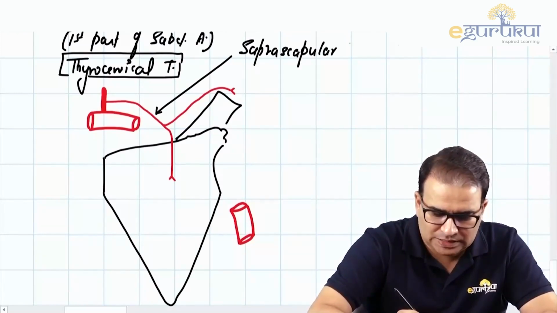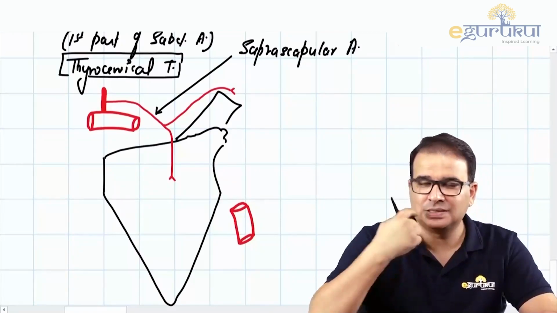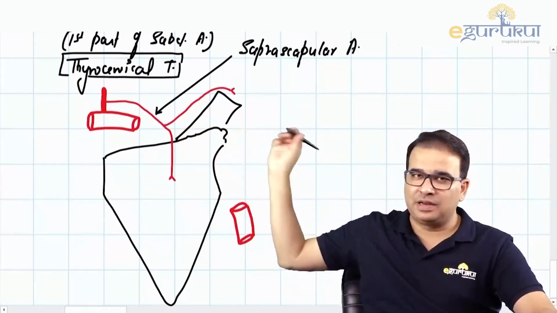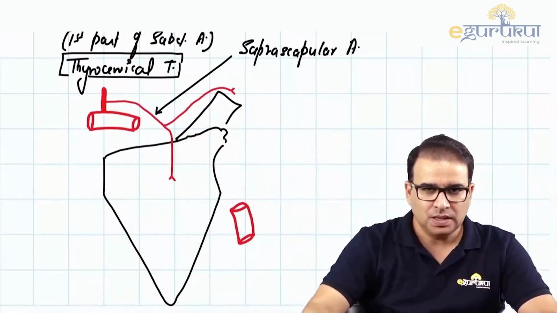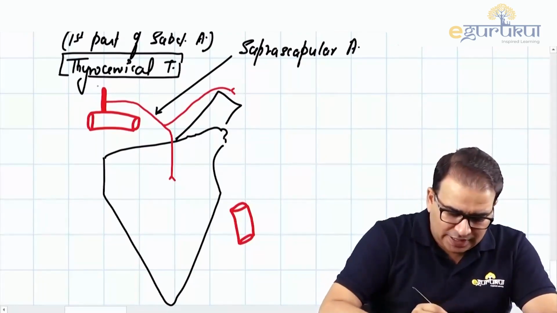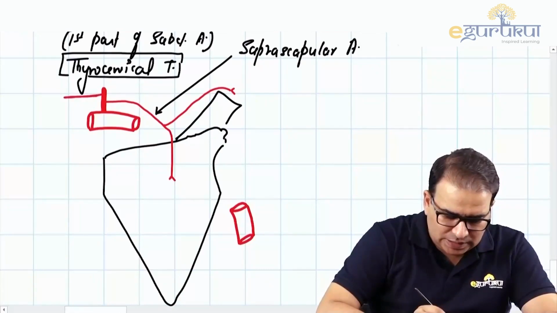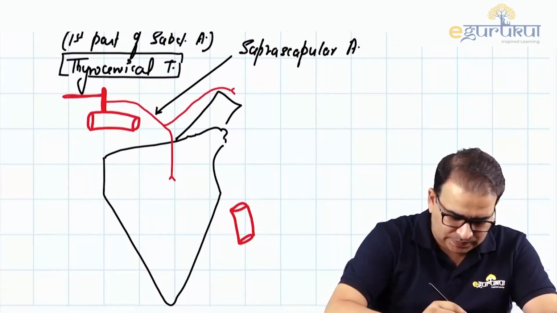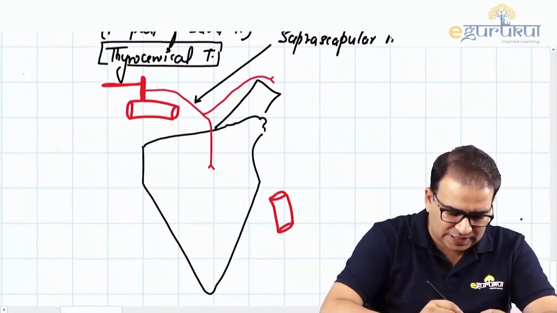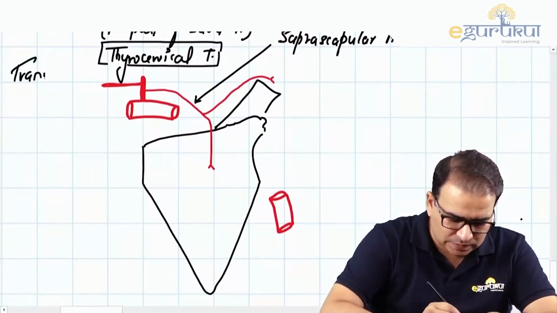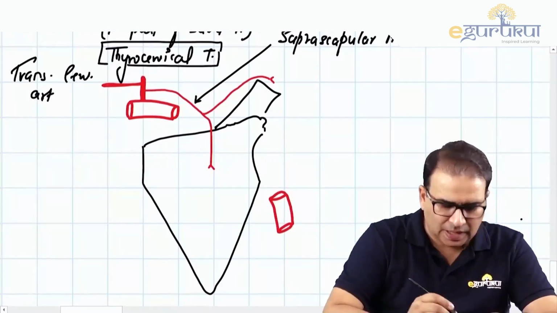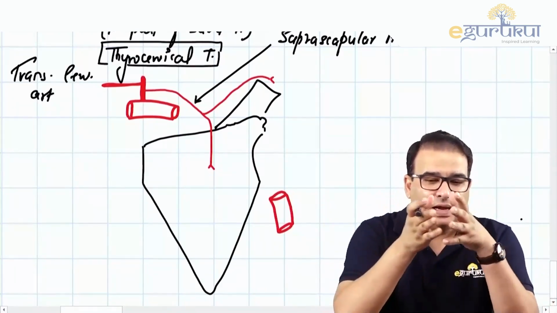That is the suprascapular artery. And as you can see, the acromion branch of the suprascapular artery is also there. Another branch here is the transverse cervical artery. Transverse, it's running transversely in the neck. So guys, we call it a transverse cervical artery. And the transverse cervical artery further divides.